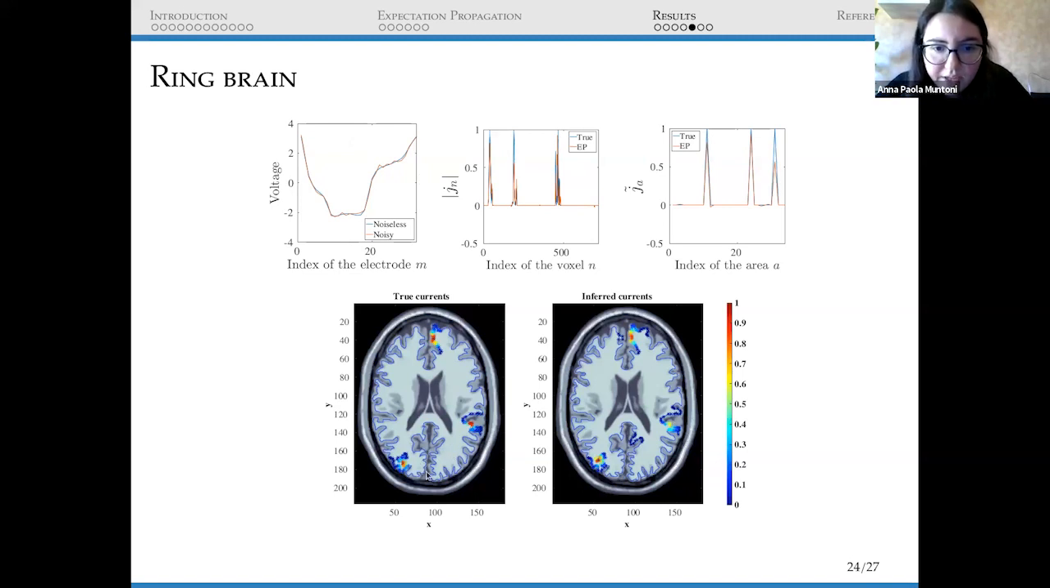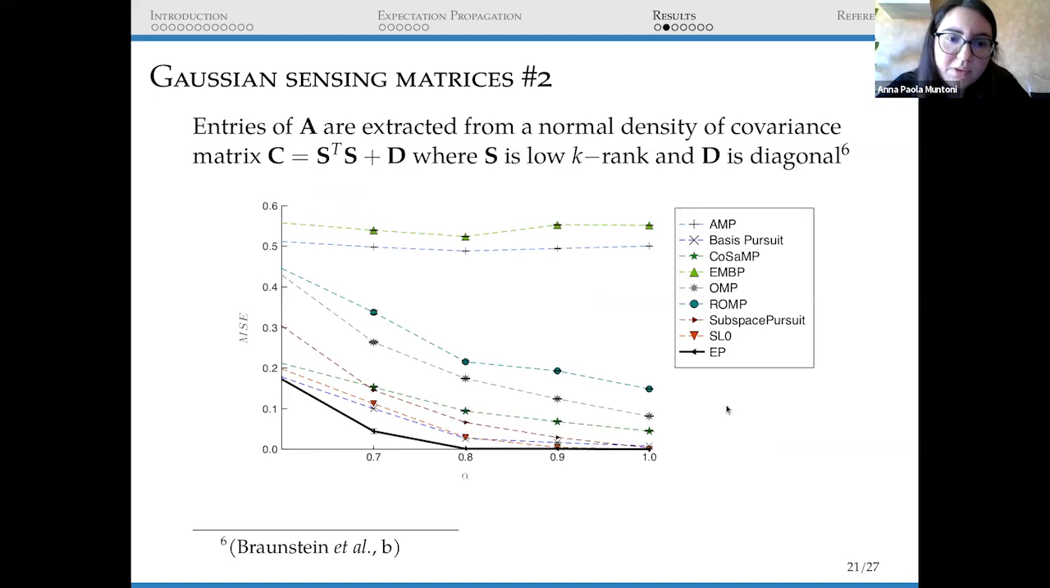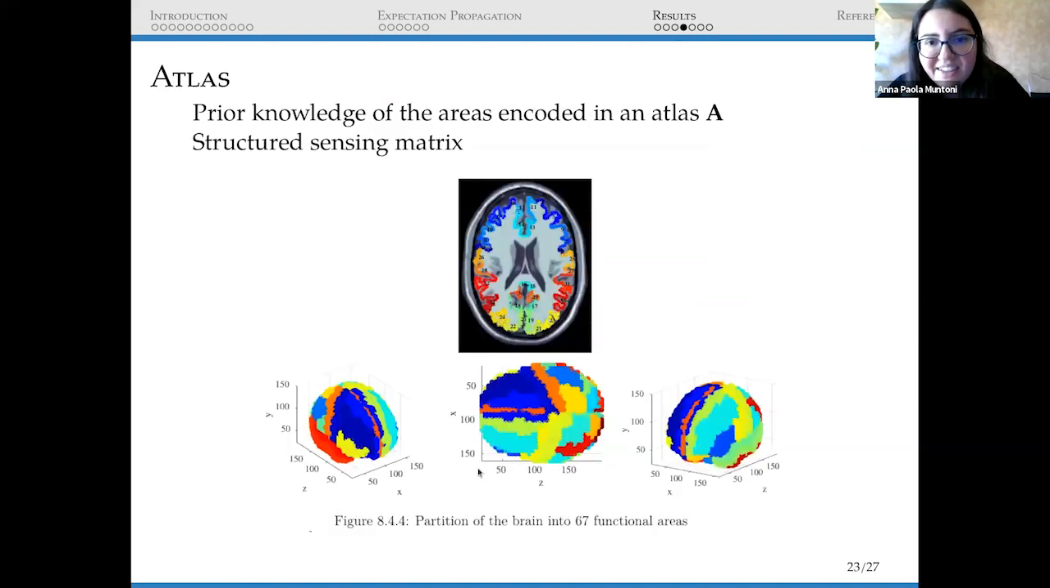And you see that even though there are some errors in the position of the spikes, the areas are actually well retrieved. And we did the same using the three-dimensional brain. So we synthetically activated these three areas, even though these two are very close by. And we collected some voltages, and this is the result of the reconstruction. The true one is blue, and the red one is provided by expectation propagation. If you look at the plots, you see that there is a very good overlap between the two figures. The results about compressed sensing are all provided by this paper. Instead, this part about the inverse problem in EEG is only present in my PhD thesis, unfortunately.